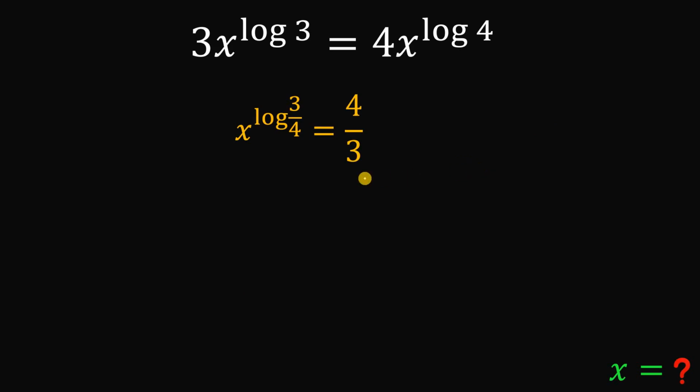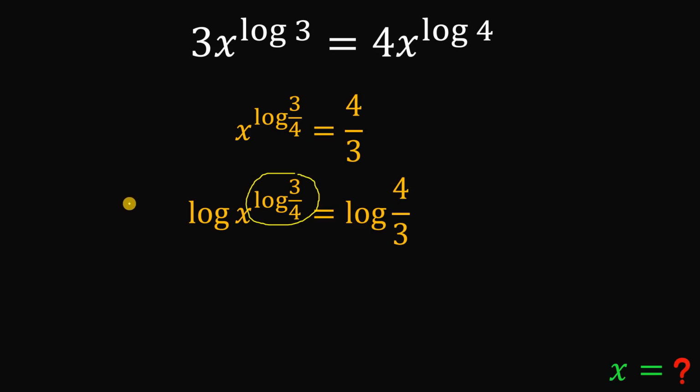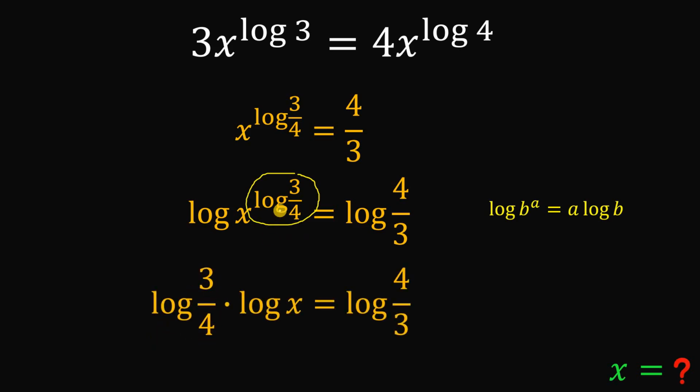And finally, to solve for the value of x, let's take the logarithm of both sides. Now, one property of logarithm is when we have here an exponent, we can put this exponent before the logarithm. So if we have logarithm of b raised to the power of a, we can rewrite this as a multiplied by logarithm of b. So the left-hand side of our equation, we can rewrite this as logarithm of 3 over 4, which is the exponent of x, times logarithm of x equals logarithm of 4 over 3.